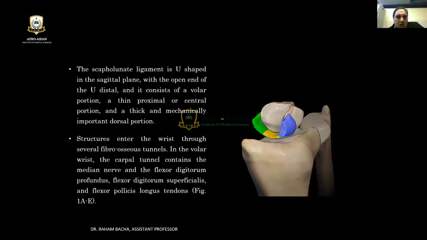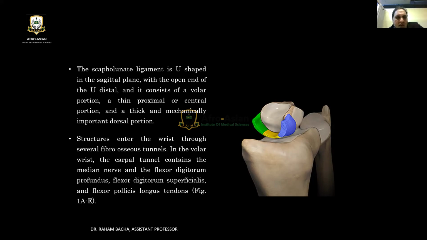The scapholunate ligament is U-shaped in appearance in the sagittal plane, with the open end of the U distal, and consists of a volar portion, the thin proximal, a central portion, and the thick and mechanically important dorsal portion of the scapholunate ligament.